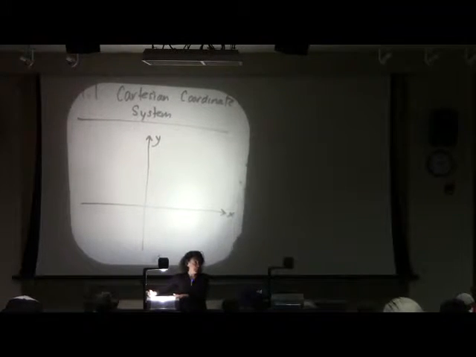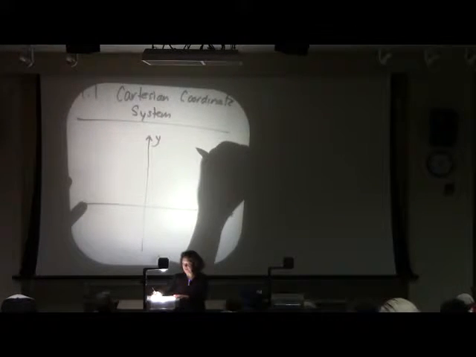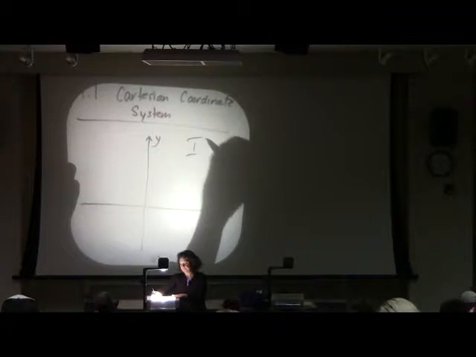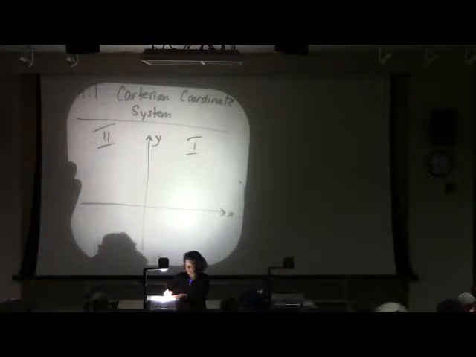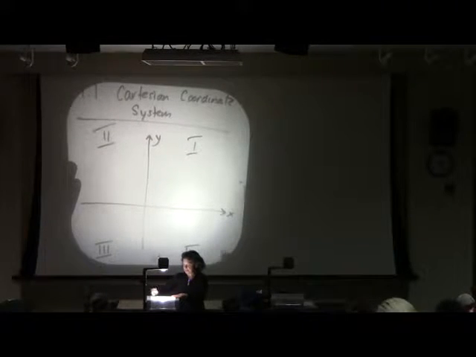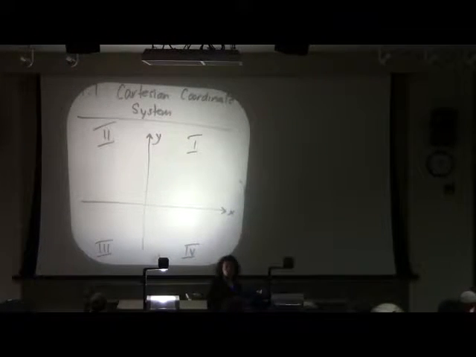These regions have names. I'm only telling you this so that you know when I use it. This is called quadrant 1. This is called quadrant 2. This is called quadrant 3. And this is called quadrant 4. In mathematics, we always go counterclockwise.